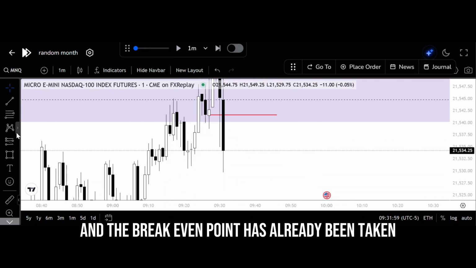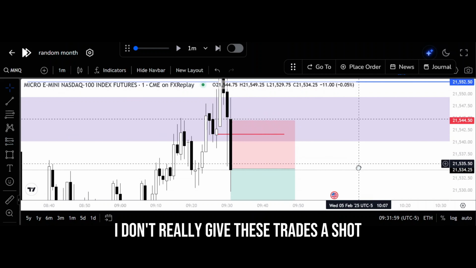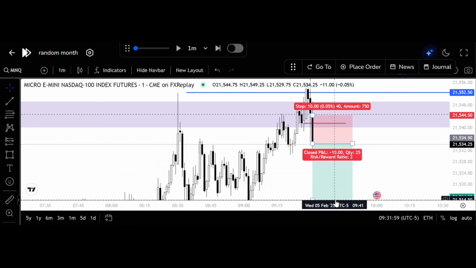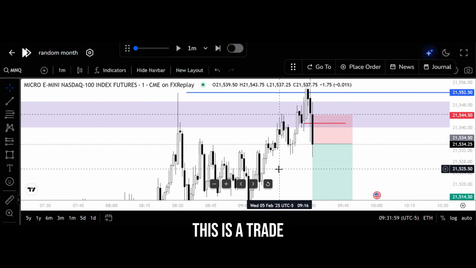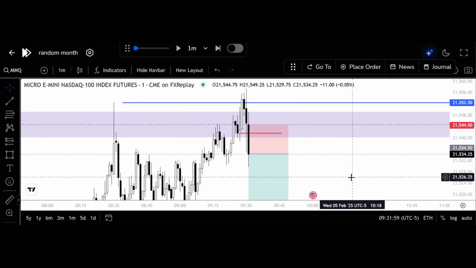The break-even point has already been taken. We could give it a shot. I don't really give these trades a shot, but this is a trade. I don't know. This is a trade I'm genuinely testing. This is a trade I rarely take off of a CISD on market open.